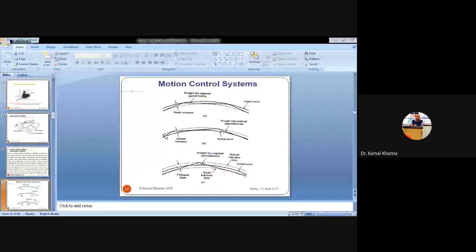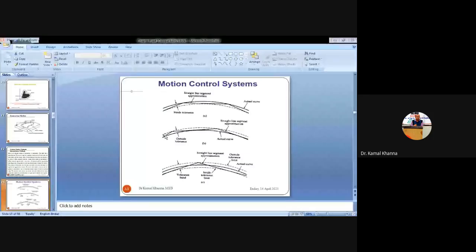Okay. So I am again coming back to slide number 13. Whenever your tool is below that actual curve, that is called the inside tolerance. Whenever your tool is above that actual curve, then it is called the outside tolerance. And whenever we have to consider the inside as well as the outside tolerance, as shown in figure C, then the tool has to cut in a straight line.